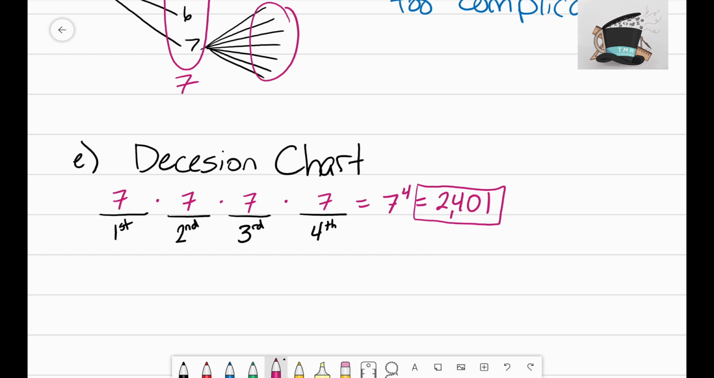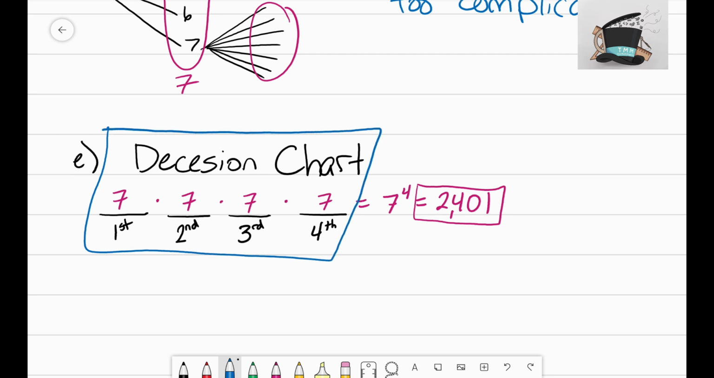We don't want to write out lists. We don't want to go ahead and make out a tree diagram. Instead, what we want to do is use this new type of tool, this new method that we call a decision chart, which just helps you realize what the different possible outcomes are for each digit and how we can use those numbers to figure out how many options there are in total.